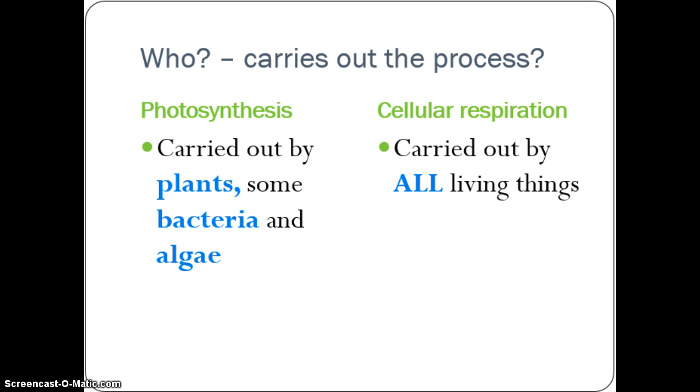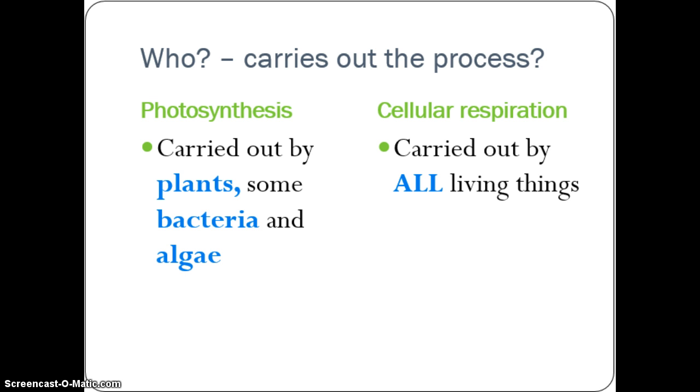Okay, so first thing, we're going to go over the who, what, when, where type thing. So the first one we have is who. Who carries out this process? Photosynthesis is carried out by plants, some bacteria, and algae. And cellular respiration is carried out by all living things, no matter what they are. This also includes plants. Plants also carry out cellular respiration, but photosynthesis, in this case, is only carried out by plants, bacteria, and algae. That's it.